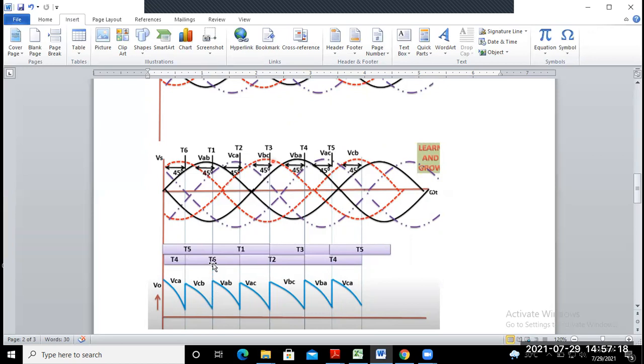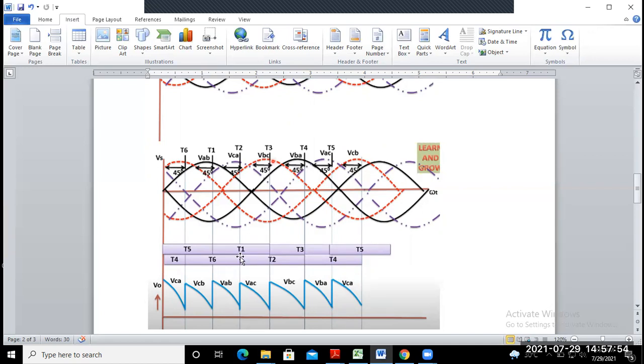Up to this instant, T5 is conducting. Then the next incoming thyristor of the positive half cycle becomes T1, representing Va. You go through the circuit diagram. In the negative half cycle, T6 is already conducting, so Vb. So this voltage is represented by VAB. VA is your positive half cycle thyristor and VB is your negative half cycle thyristor, that means T6.